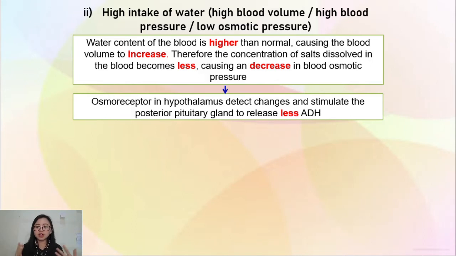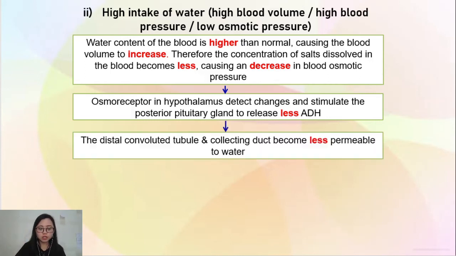What happens after the blood osmotic pressure decrease? Osmoreceptor in the hypothalamus will detect changes and then stimulate the posterior pituitary gland to release less ADH. Bila osmoreceptor detect, okay, there is decrease in blood osmotic pressure. Banyak air ni. Posterior pituitary gland, sila kurangkan berapa banyak ADH yang kamu hasilkan. Sometimes you can say release less ADH. Sometimes you can write inhibit release of ADH.